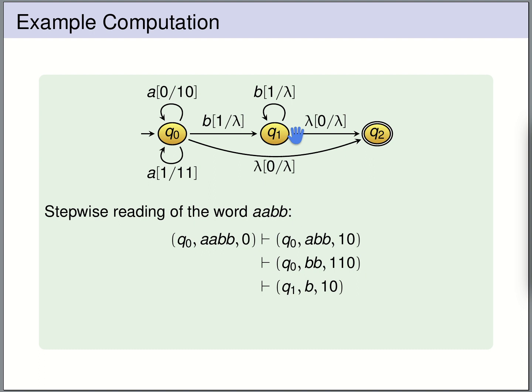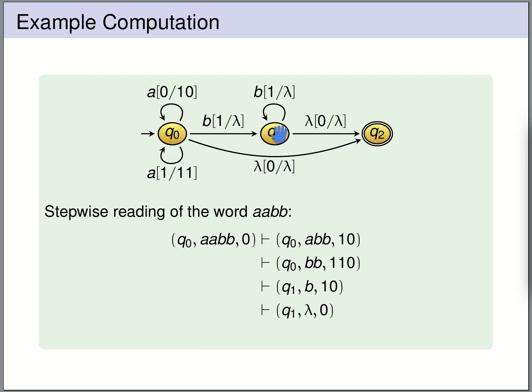Now we are in Q1, we again have a 1 on the stack and an input B. So we cannot take this transition because we have a 1 on the stack. So the only transition that we can take is this one. We consume the input letter B and we remove the 1 from the stack. Now we are in state Q1, we have consumed all the input and we have just 0 on the stack.